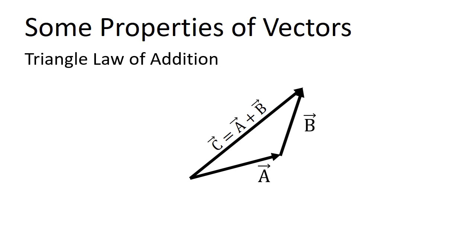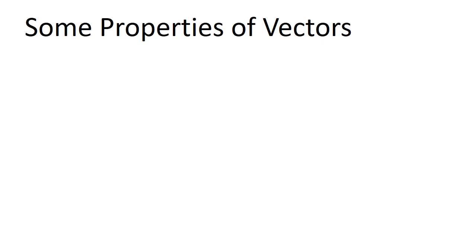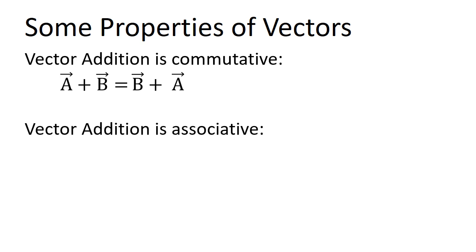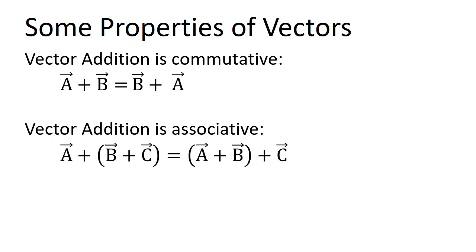Vector addition has some properties also. Vector addition is commutative. That is, vector A plus vector B equals vector B plus vector A. Vector addition is also associative. That is, if we add the sum of vector B and vector C to vector A, we get the same result if we add the sum of vector A and B to vector C.